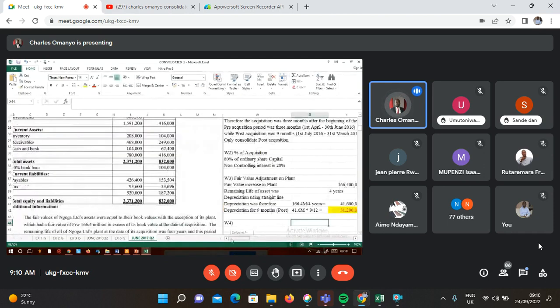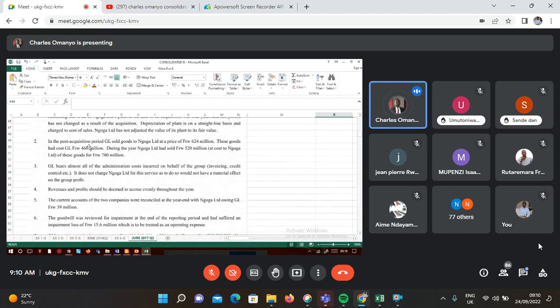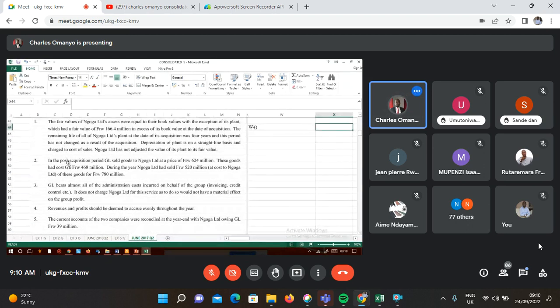Let's read working for. I've forgotten it. Let's read it. There is here. Please, let's be attentive here. There are some hidden points. These additional information too. In the post-acquisition period, the question is very clear, post-acquisition.